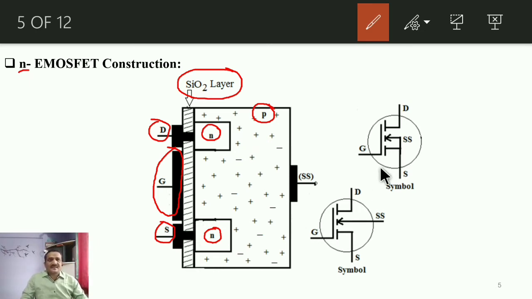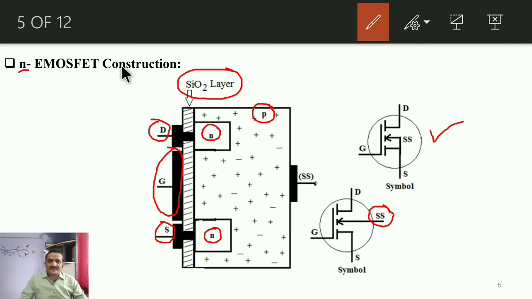Now for the symbols: if the source and substrate terminals are internally shorted, as I already told, then the symbol looks like this. You will observe that the substrate and source are internally connected with each other. In case the device is a 4-terminal device, there will be a separate substrate terminal for outside connections. The inward arrowhead indicates it is an N-channel. Remember, if it is a P-channel, the arrowhead will be on the outer side.